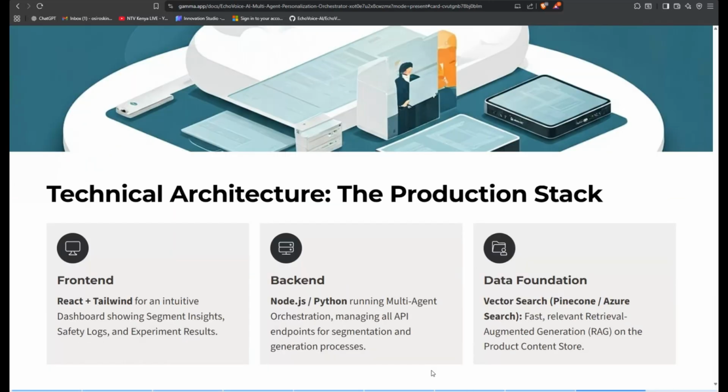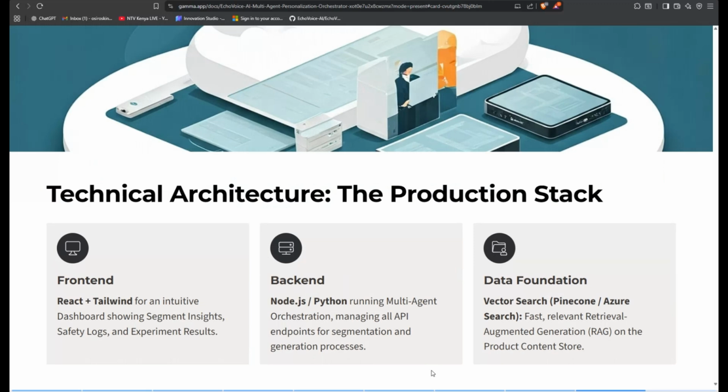And looking forward to the technical architecture on what we're going to deploy, we have a 3-stack application. We're going to have a front end, which is React and Next.js. We are going to have a backend, which is Python, FastAPI, and LangChain for the orchestration. And we are going to have the data foundation, which is all the data services that are plugged in. We have the vector search, and in this case, for the Microsoft Azure AI Innovation Challenge, we are going to use Azure AI Search for fast retrieval augmented generation content, especially on the product content store integrated with the database.